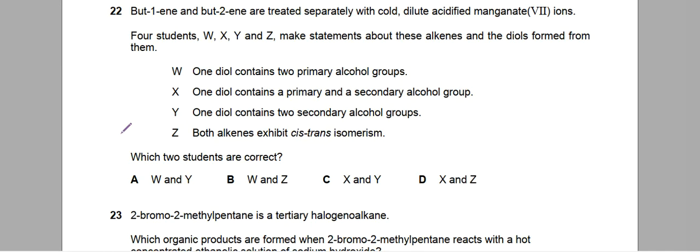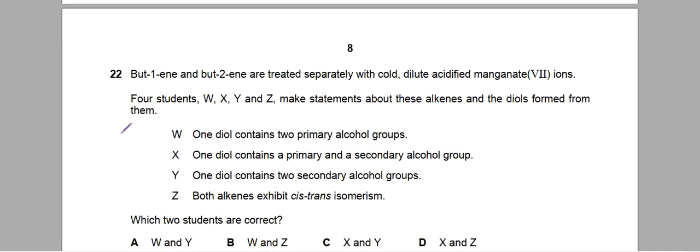Okay, question 22. Build 1-ene and build 2-ene treated separately with cold dilute acidified manganate ions. Basically under this reaction condition, if we have the alkene, the alkene will be added with two OH groups, alcohol groups. So it forms a diol. So we consider what happens there.